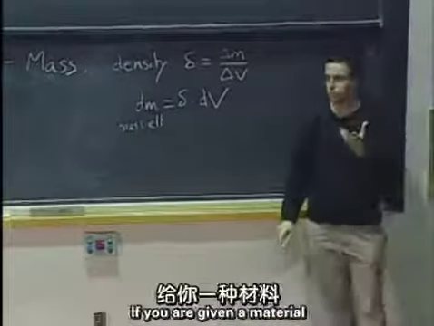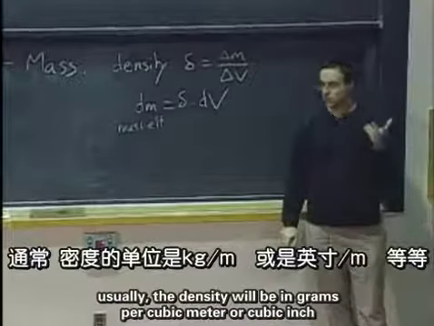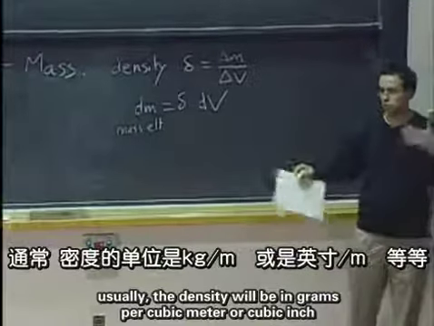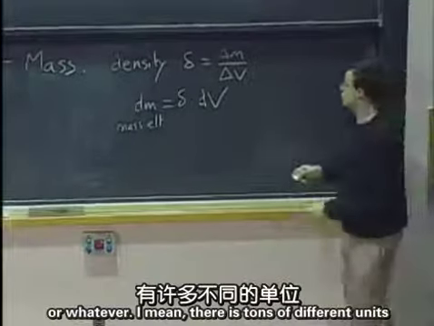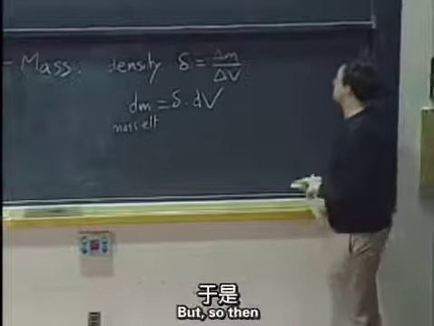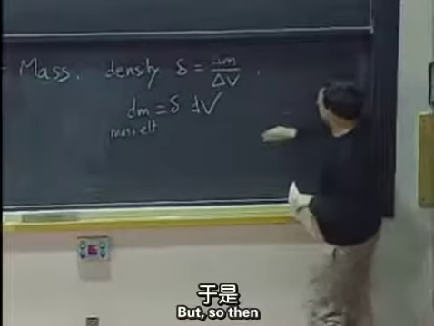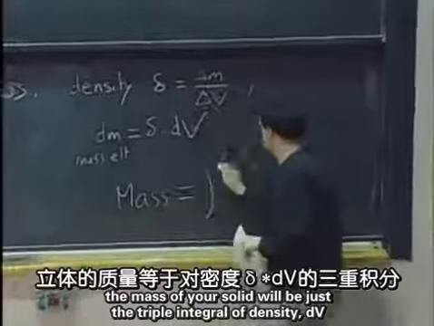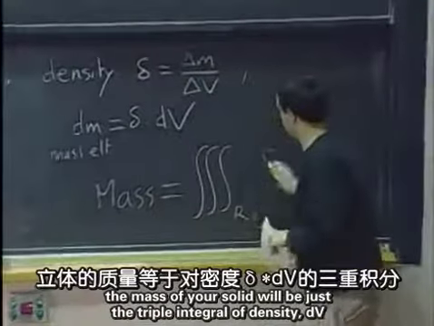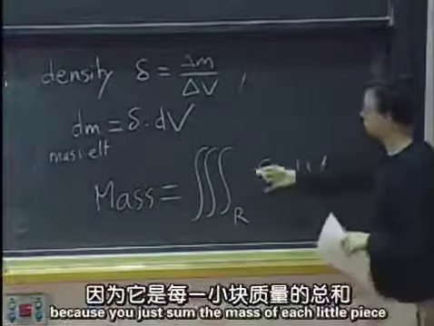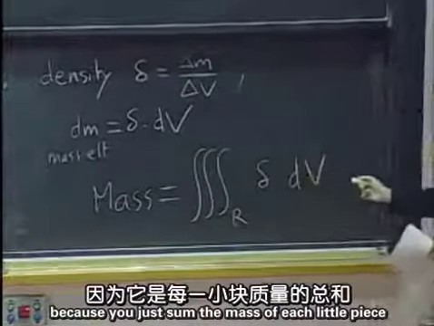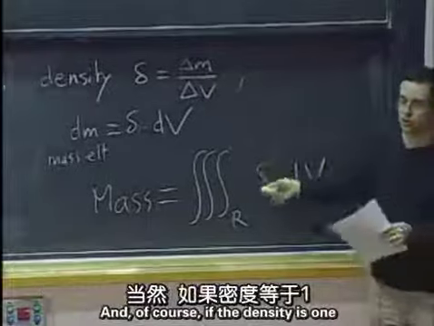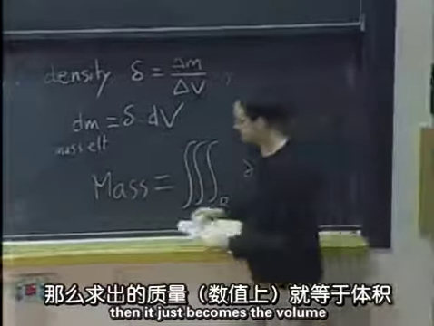So now this is the real physical density. If you're given a material, usually the density will be in grams per cubic meter or cubic inch or whatever. There are tons of different units. So then the mass of your solid will be just the triple integral of density dV, because you just sum the mass of each little piece. And of course, if the density is 1, then it just becomes the volume.